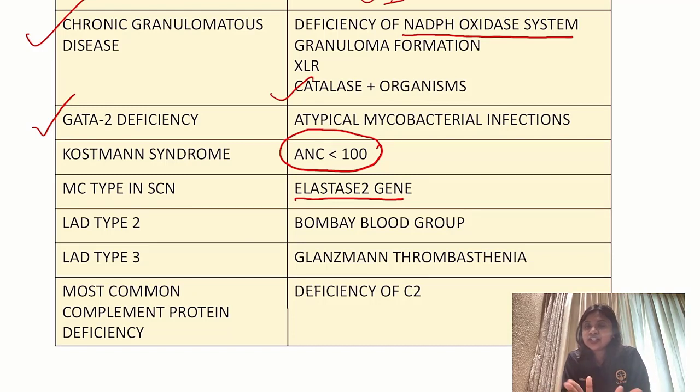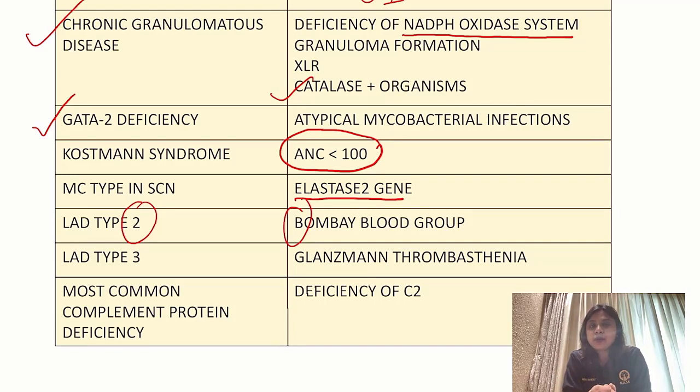So in leukocyte adhesion deficiency type 2, they are more common in those individuals with Bombay blood group. Remember AB, B is the second letter, and LAD type 2. This is how you can remember. This is a very, very important question. That is leukocyte adhesion deficiency type 2 is found in Bombay blood group. Whereas LAD type 3 can present with bleeding disorders that can mimic Glanzmann thrombasthenia. So LAD type 3 presents with bleeding disorder that mimics Glanzmann thrombasthenia.